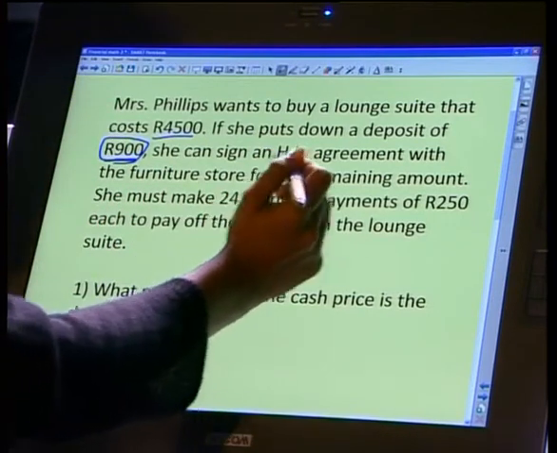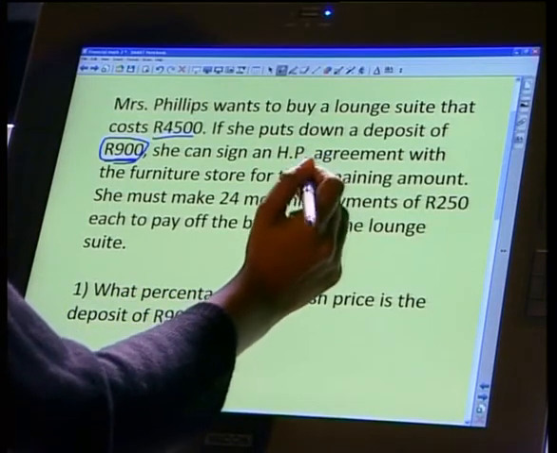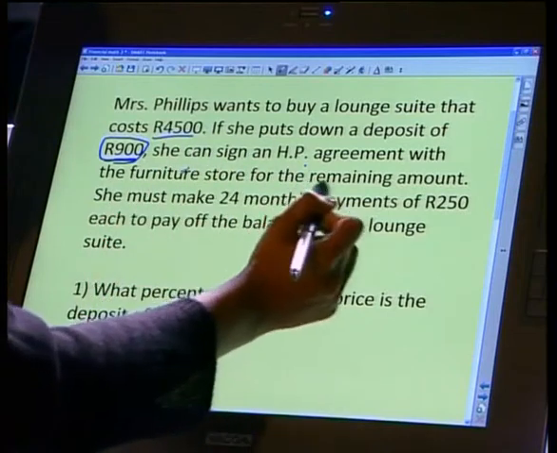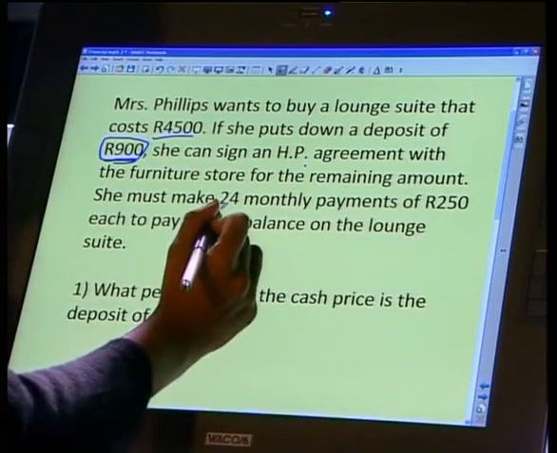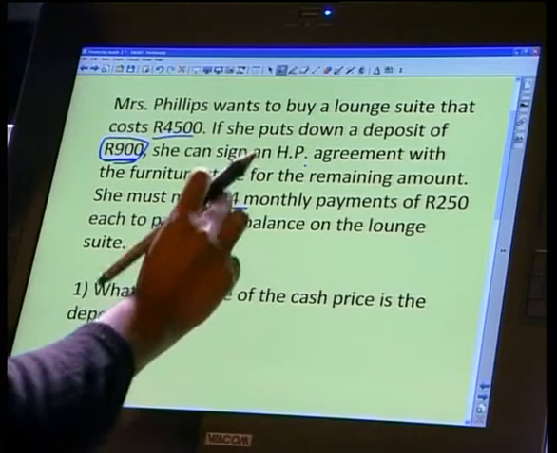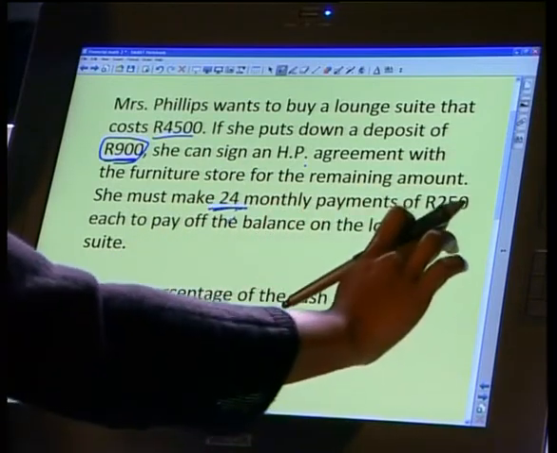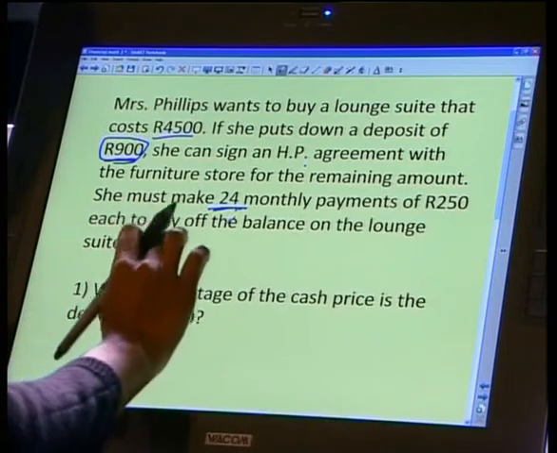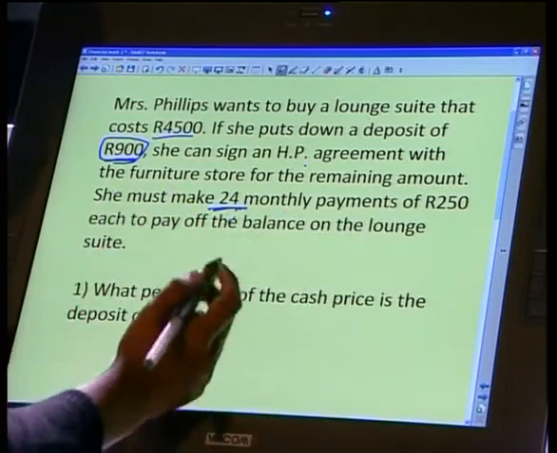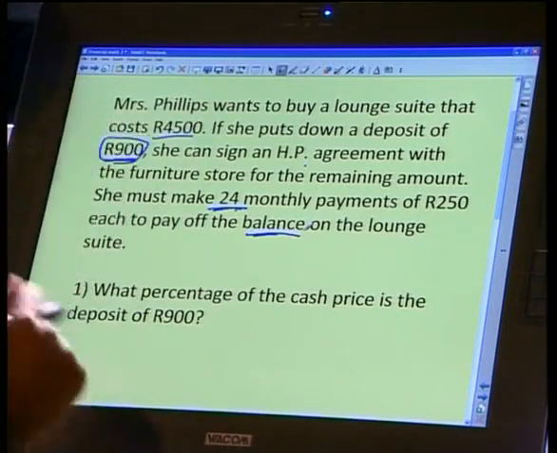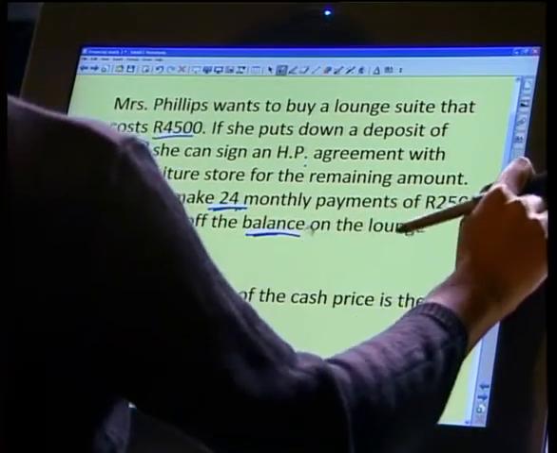Then she will be able to sign an HP agreement with the furniture store. HP means hire purchase. For the remaining amount, she must make 24, so that means over 2 years, 24 monthly payments of 250 Rand each to pay off the balance on the lounge suite, the balance being the 4,500 minus the 900 Rand that she pays as a deposit.